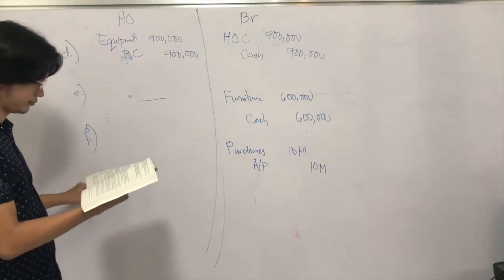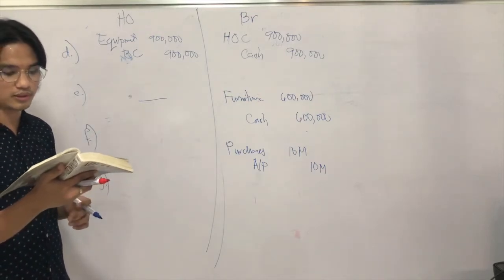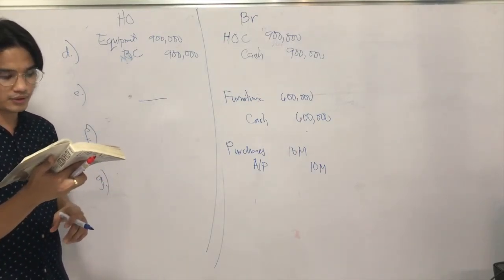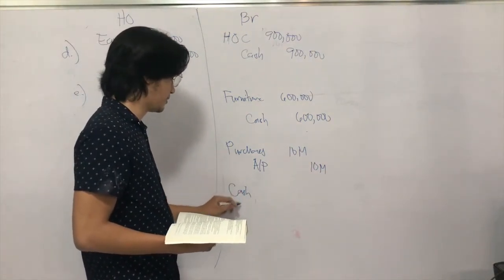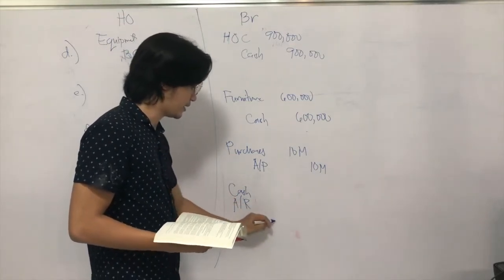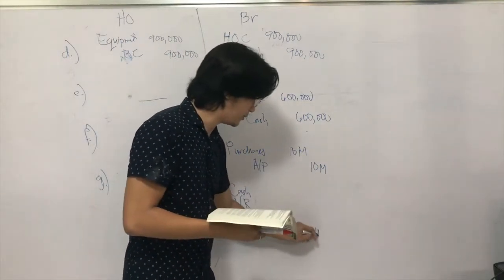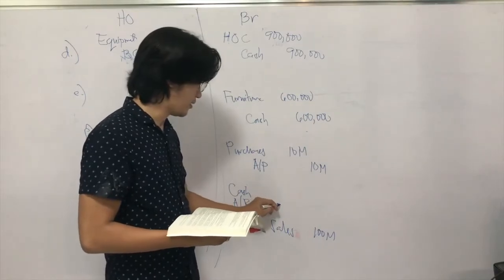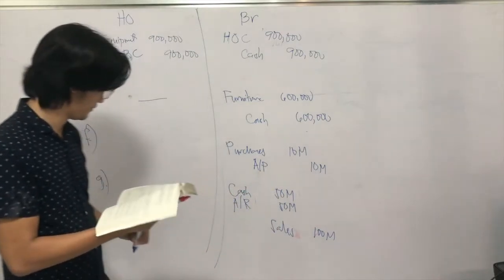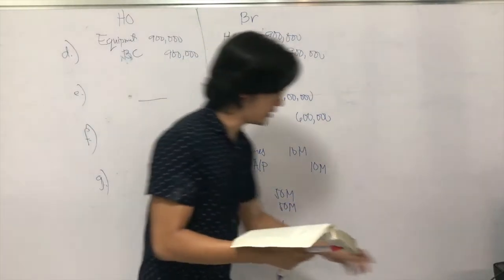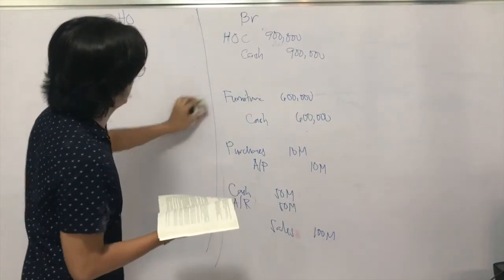Letter G. During 2001, the branch makes total sales of 100 million, half of which is on account. So the other half was cash sales. So debit cash, debit accounts receivable, credit sales. The sales were 100 million, half is on account, 50 million, half is cash, 50 million. So that's for letter G. And again, we erase because we don't have much space. Let's go to letter H.